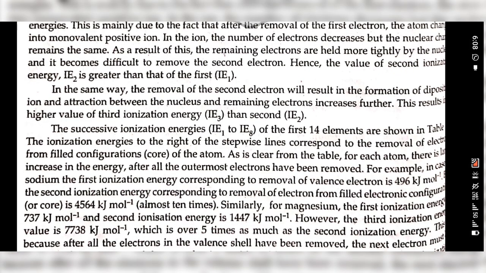In the same way, the removal of the second electron will result in the formation of a dipositive ion and the attraction between the nucleus and the remaining electrons increases further. This results in a higher value of the third ionization energy than the second ionization energy. The successive ionization energies of the first 14 elements are shown.